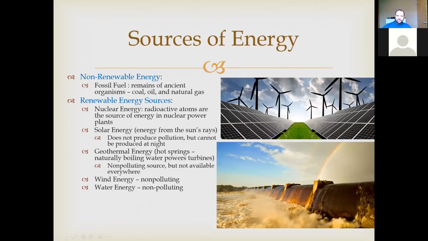So again, back to the non-renewable versus renewable sources of energy. And I'm not going to spend nearly as much time on this section as I do in science, but I'll break them down real quick, right? Non-renewable energy, again, fossil fuels: coal, oil, gas, right? Those are the big three when we talk about non-renewable energy.